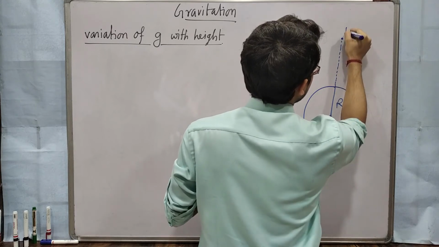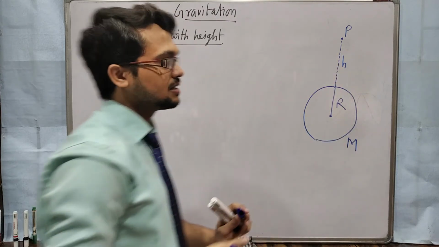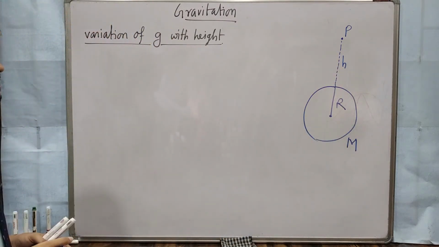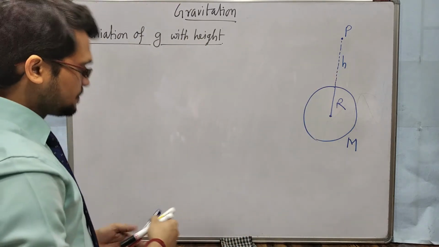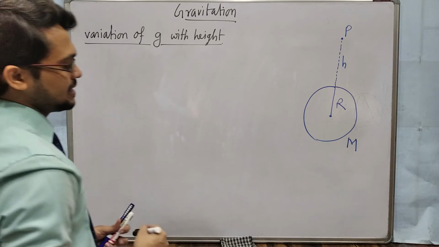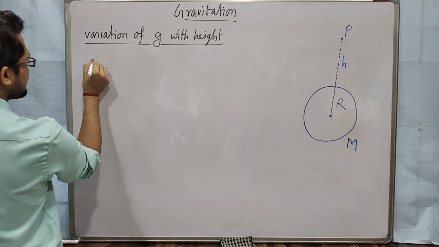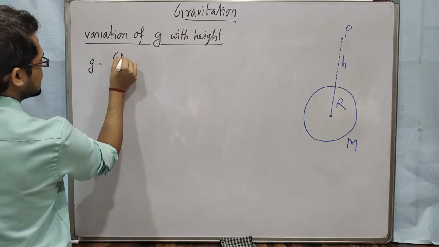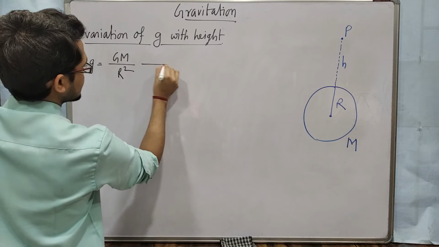Suppose at point P, this height is h measured from the surface of earth, and we want to find the gravitational acceleration at this point. So first I am writing the gravitational acceleration on the surface of earth. What will be its formula? g equal to GM by R square, right? This is equation number 1.